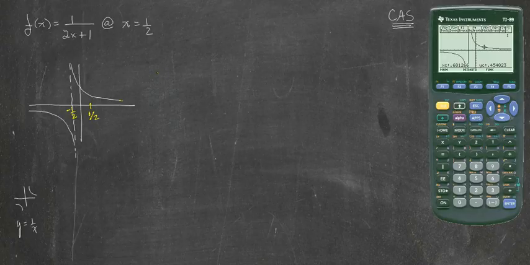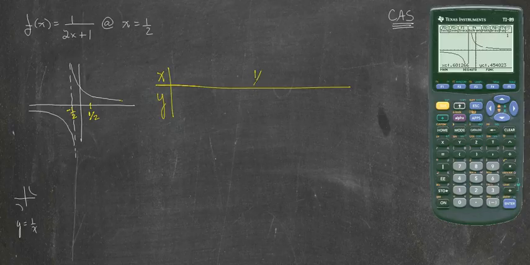So if I set up a table, x and y values, and I'm going to put 1/2 right here in the middle, because that's what I want to see, is what happens at that point. And then I want to choose values bigger and bigger than 1/2 and smaller than 1/2. So I'm going to use 0.5 as my value for 1/2. So on the right hand side, my numbers should be getting bigger and bigger.